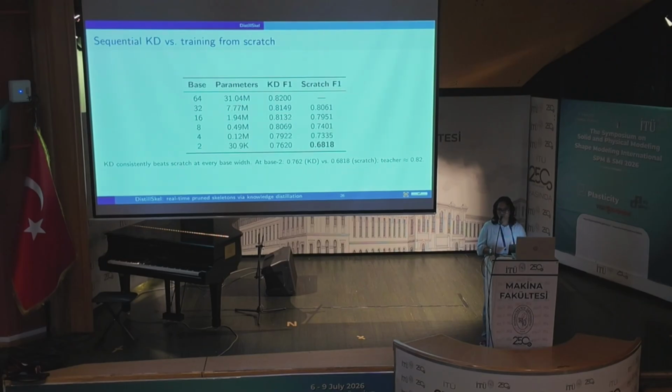So this shows how distilled model wins over scratch model over all levels. So this shows base 64. This is base 32. You can see at all levels, distilled model is performing better than the corresponding scratch model.